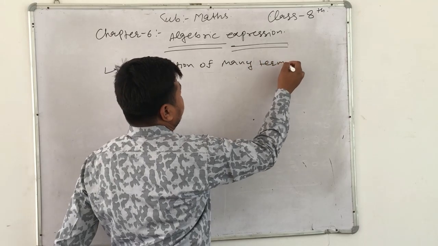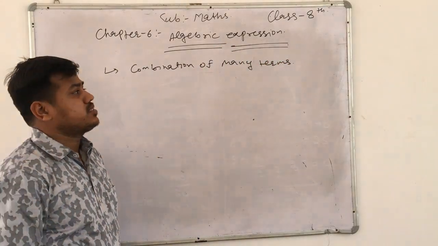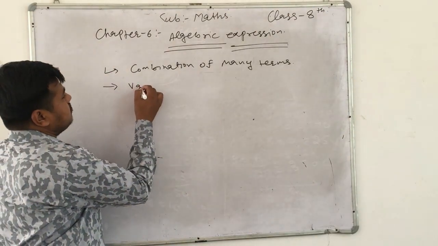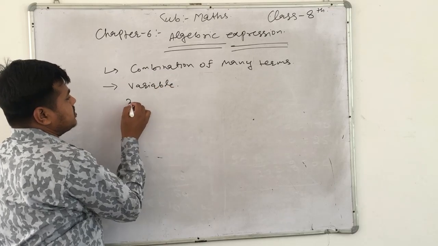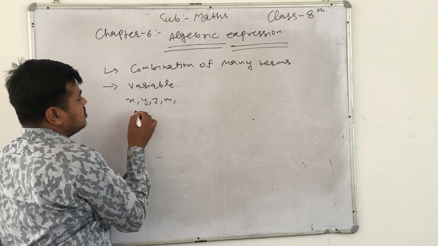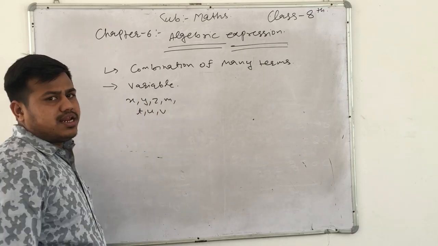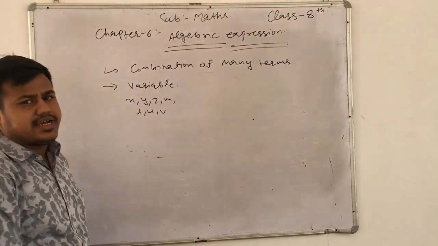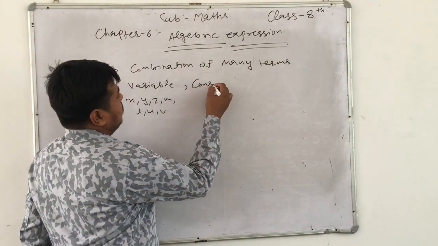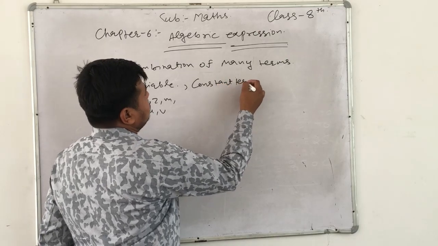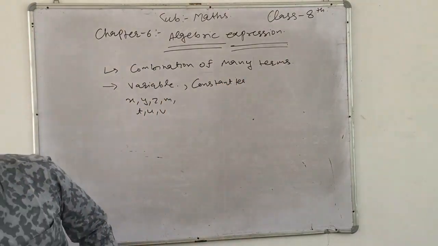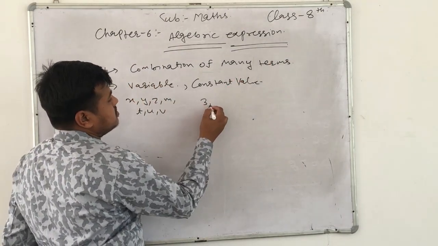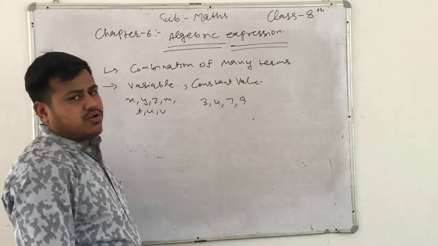Combination of many terms is known as algebraic expression. Here the new word is terms. What is the meaning of terms? Terms, we can say variables like x, y, z, m, t, u, v. The English alphabets are known as variables, generally represented by x, y, z. We can say constant value. Constant means all real numbers. The constant value is also a term, like 3, 4, 7, 9. These are also terms.